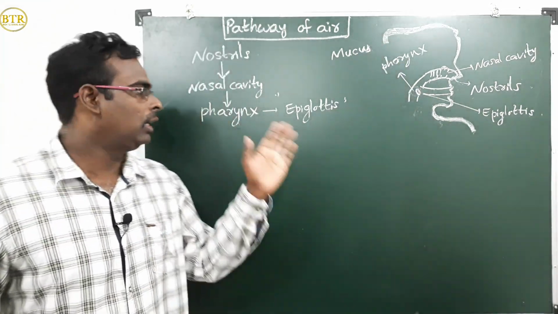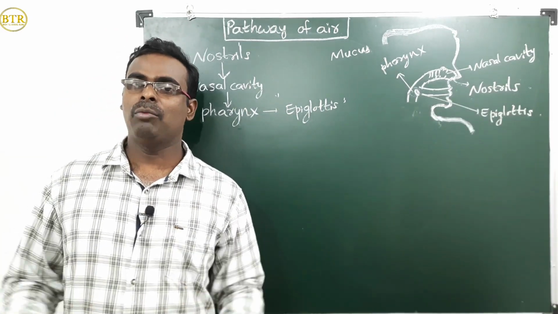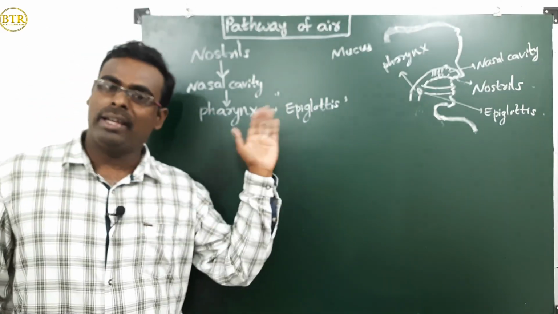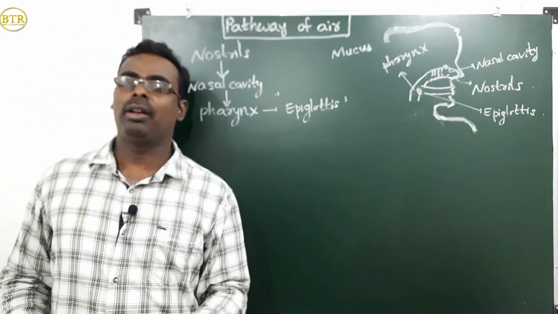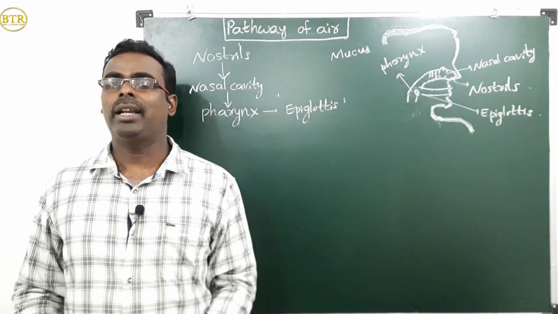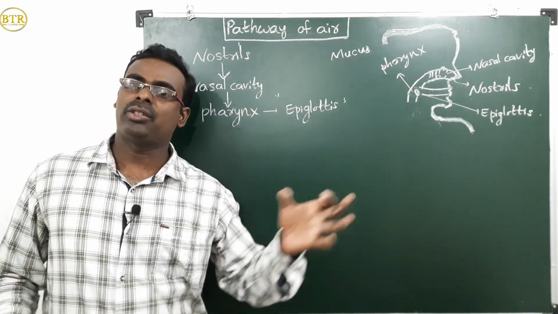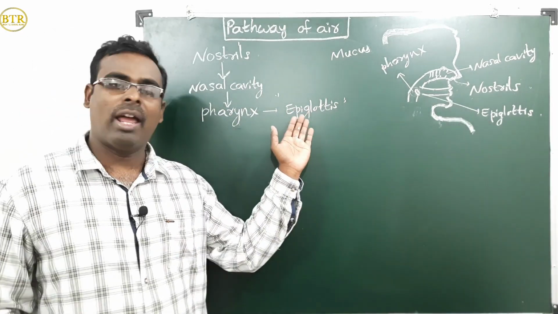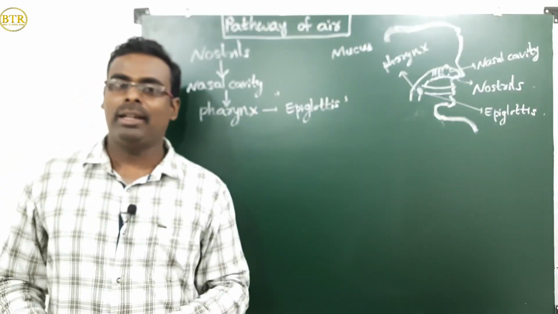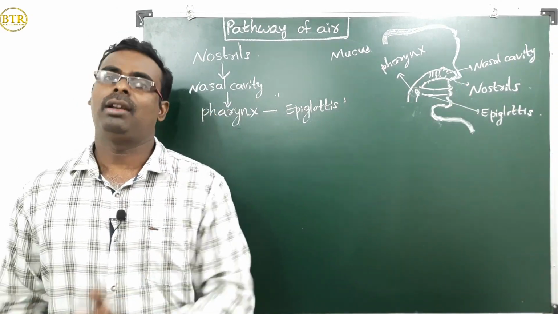In the pharynx, warming and moistening also go on. The pharynx is a common place for food and air, a common place for the respiratory system and digestive system. At the pharynx, the epiglottis, a special structure, is present. It is a flap-like muscular valve. Due to its presence, food enters the stomach and air goes into the lungs.